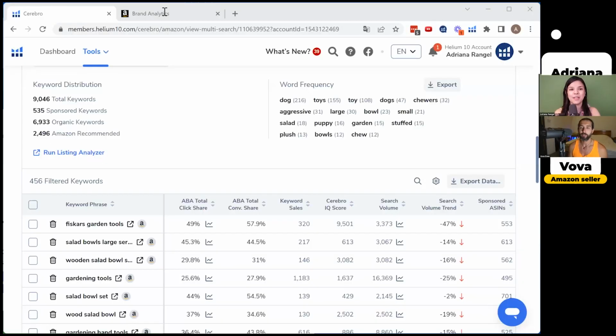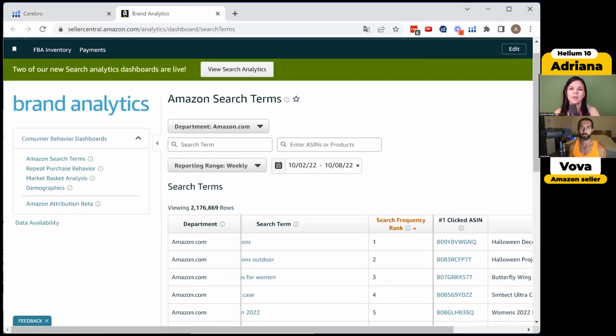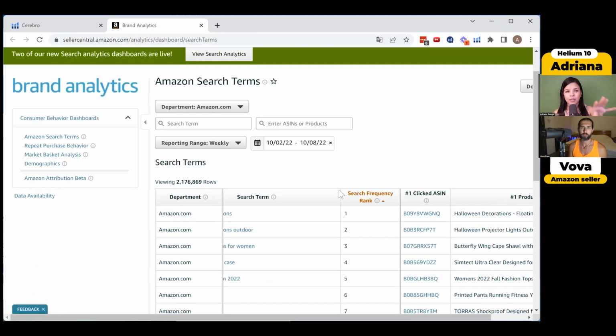Yeah, let's explain these interesting figures, like what is click share and all that. Very good things to look at, of course. Yeah, very interesting. So I guess we could start, Boba. I pulled up my account here, and we could start looking at the data directly from brand analytics. If you have your brand registered, you should have access to this.